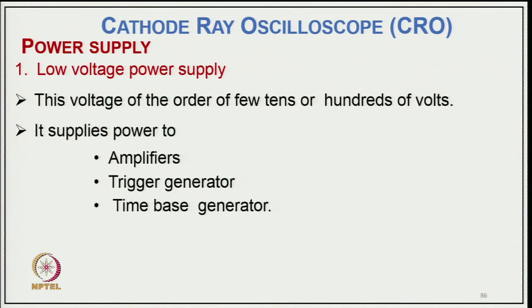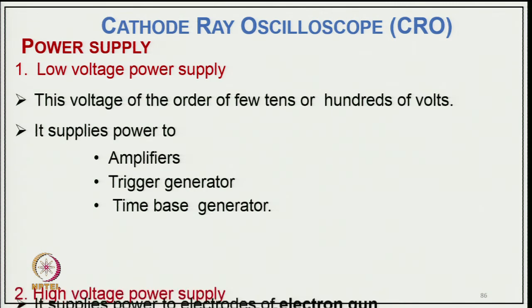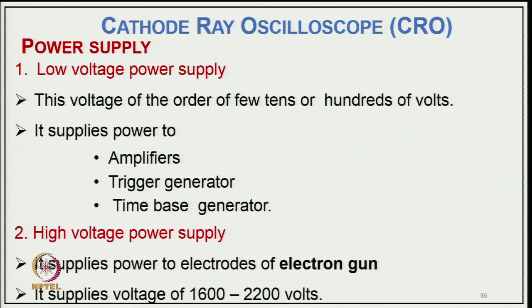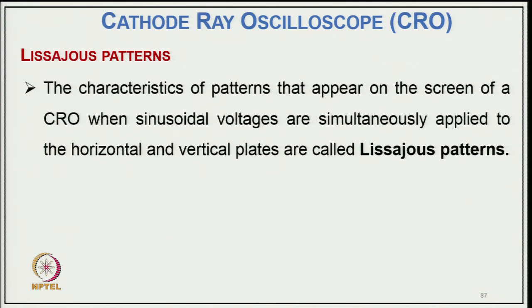Now, coming to the power supply. There is a low voltage power supply, whose output is tens to hundreds of volts, and it supports the amplifiers, trigger generator and time base generator. And the high voltage power supply supplies power to the electrodes of the electron gun. It supplies a voltage of 1600 to 2200 volts.